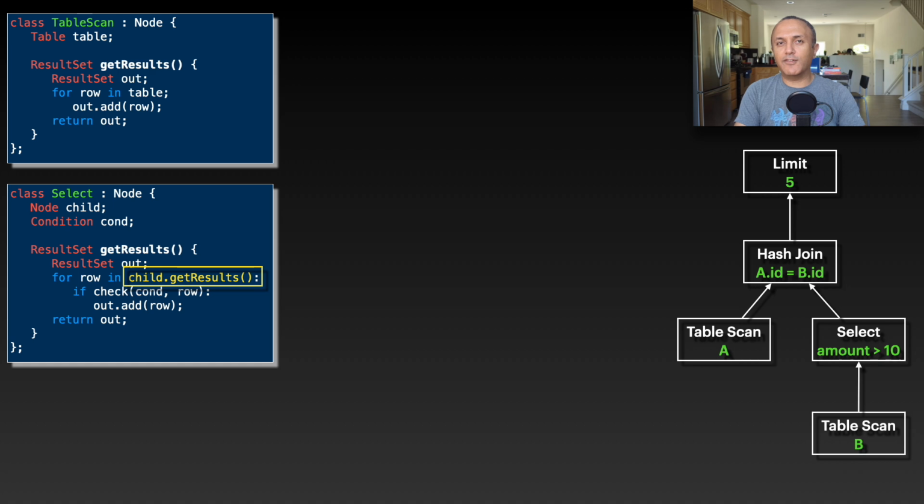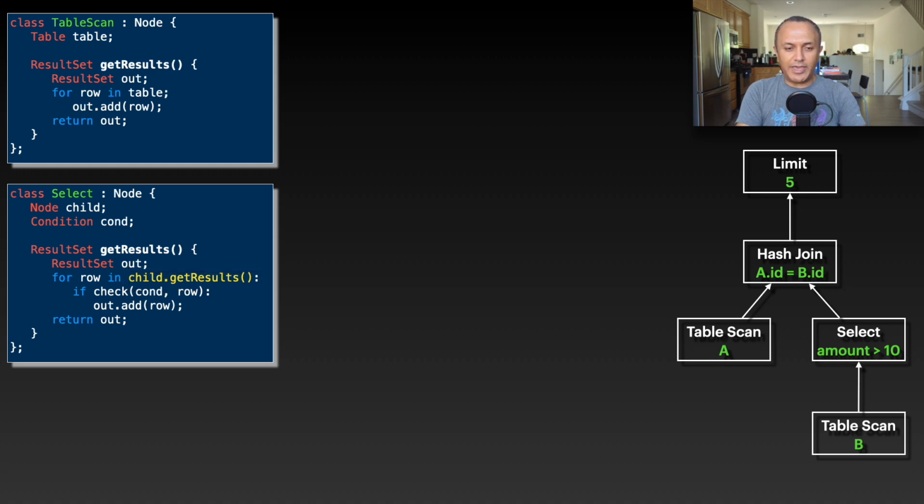Regardless of what that child may be, like the child could be a scan, it could be another select, it could be a join, whatever it is, because we know that they all implement the same function, you can just call getResults and you don't care what the child is. So it will call getResults on the child, and then for all the data that is returned, in each row it will apply the filter or the condition, and the ones that satisfy will be added to the output and then returned. So this is the simple algorithm behind the select operation.